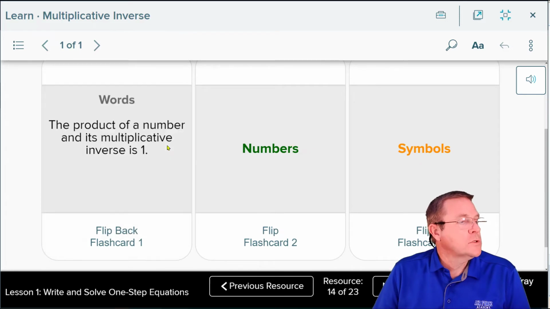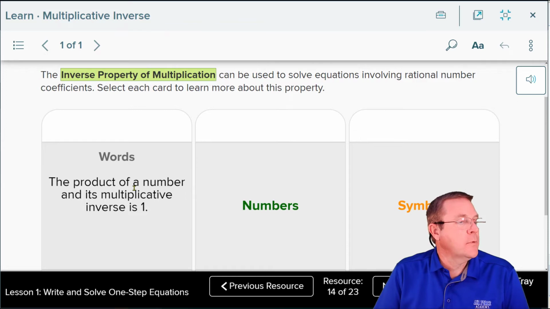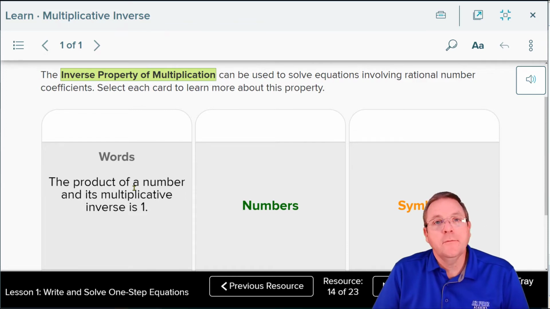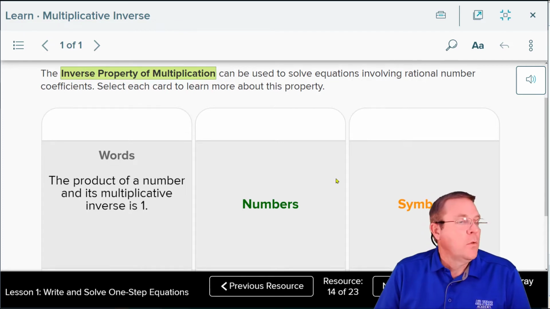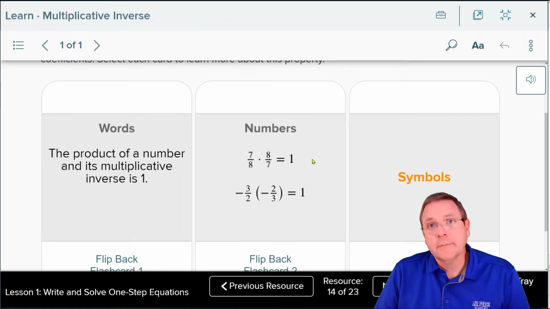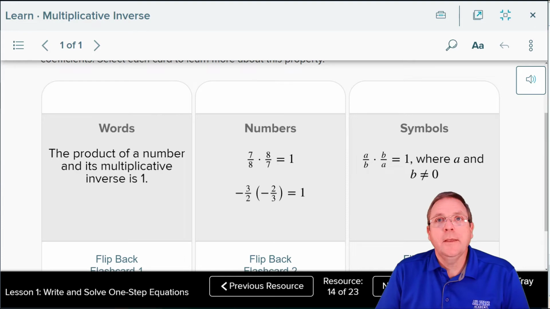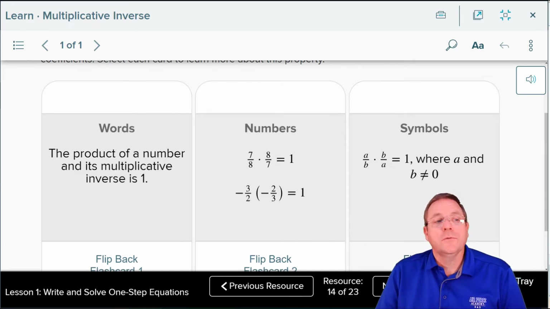So, in words, your definition of this term right here is that the product of a number and its multiplicative inverse equals 1. That's the inverse property of multiplication. Looking at that with numbers, you can say that 7 over 8 times 8 over 7 equals 1. Negative 3 over 2 times negative 2 over 3 equals 1. And then looking at it with variables, a divided by b times b divided by a equals 1 as well, as long as your b value and your a value are not zeros.